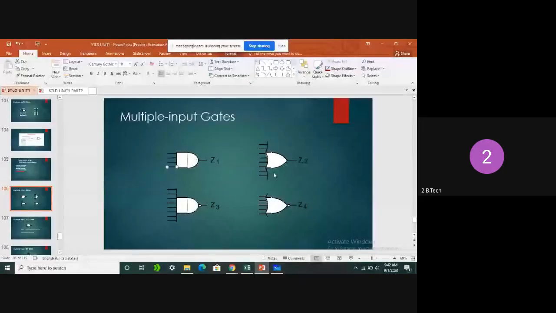And here the third one, Z2, the second gate, also has 8 inputs, I think, and it is an OR gate. Clear, all of you? And yes, this is XNOR. So these are the multiple input gates.